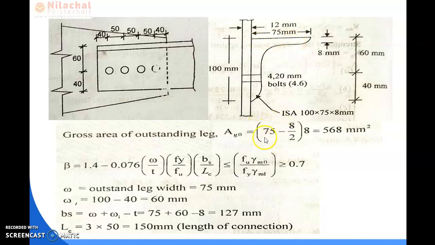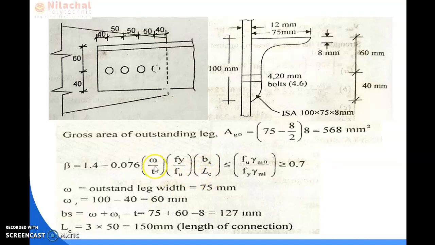So by putting the value, which is 75 minus 8 by 2 into 8, we got the value of AGO as 568 mm square. After that, we need to calculate a factor which is known as beta, whose formula is 1.4 minus 0.076 multiplied by omega by t into Fy by Fu into Bs by Lc.